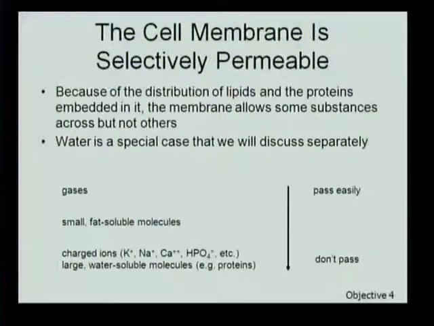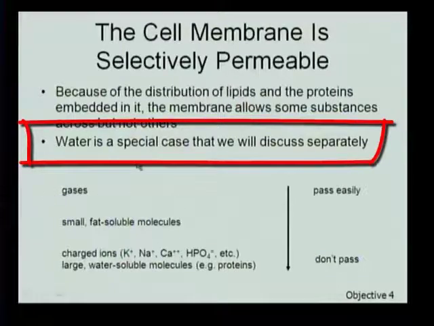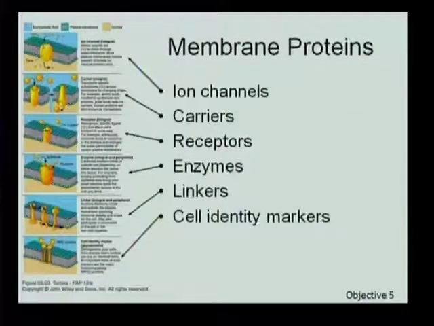So essentially, as we kind of take them from the most permeable to the least permeable, so those things that pass easily versus those things that don't pass, we have our gases, our small fat-soluble molecules, and then our charged stuff and our proteins don't pass. So we're going to have to manipulate those. Now, water has some special properties associated with it. We'll talk about how that works a little bit, but it's kind of a special thing that comes into play.